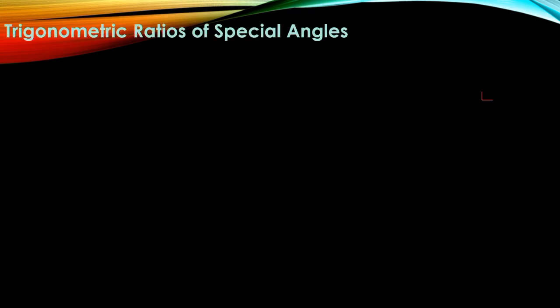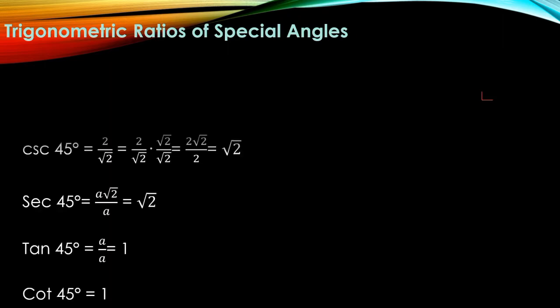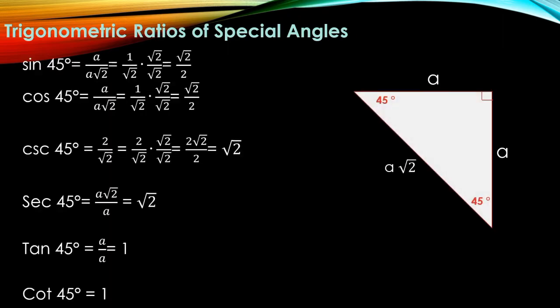Okay? Trigonometric ratios of special angles. So first, we have sine 45 degrees. Take note that in this triangle, the measure of the two legs are congruent, and the hypotenuse is the square root of 2 times the measure of the leg. So in this triangle, we will let A be the measure of the leg.